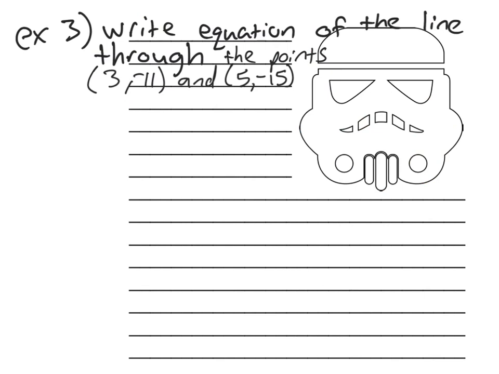All right, so now we're looking at an example where we're not given the slope and we're not given a y-intercept. We know these are not y-intercepts because the x's are not 0. So we can't just find the slope and write the equation. We've got to do a little bit more work. So we still need to find the slope first. So let's do that first.